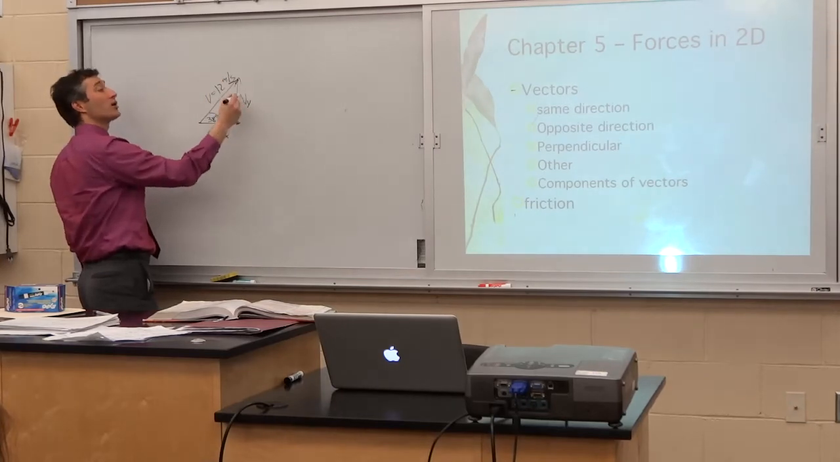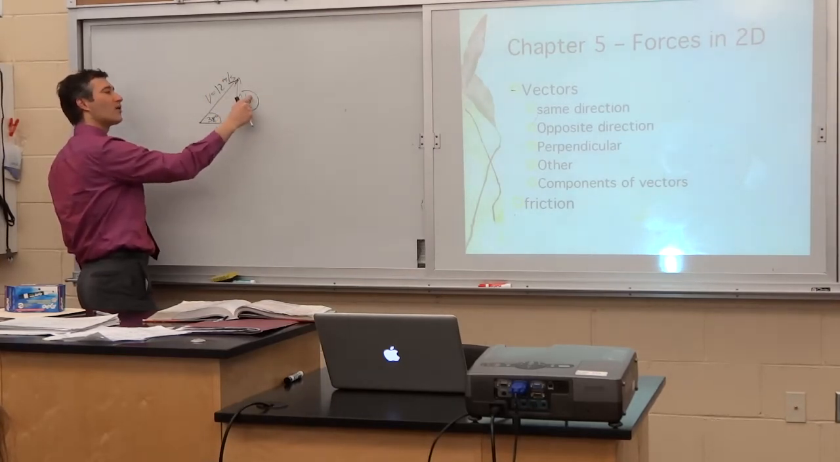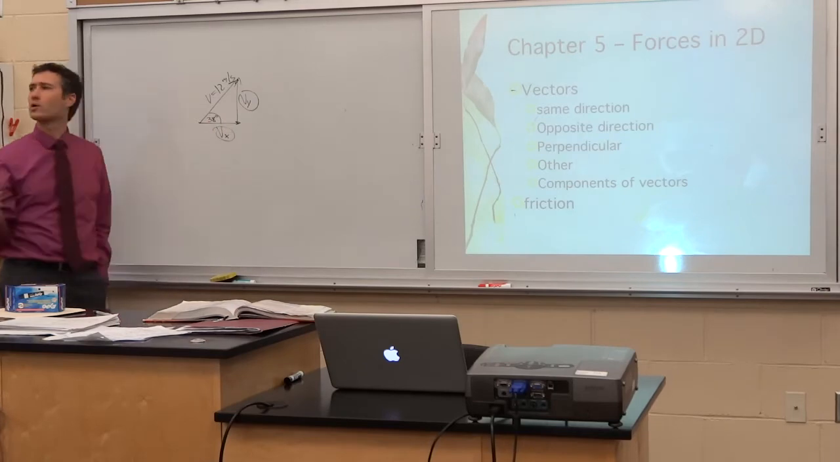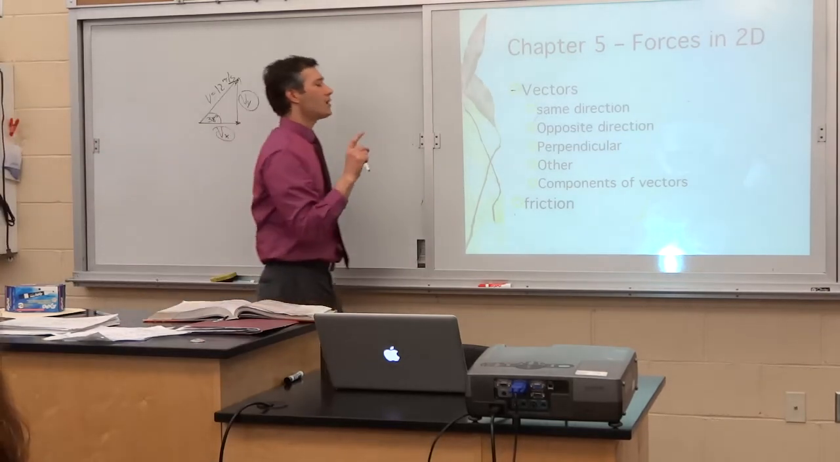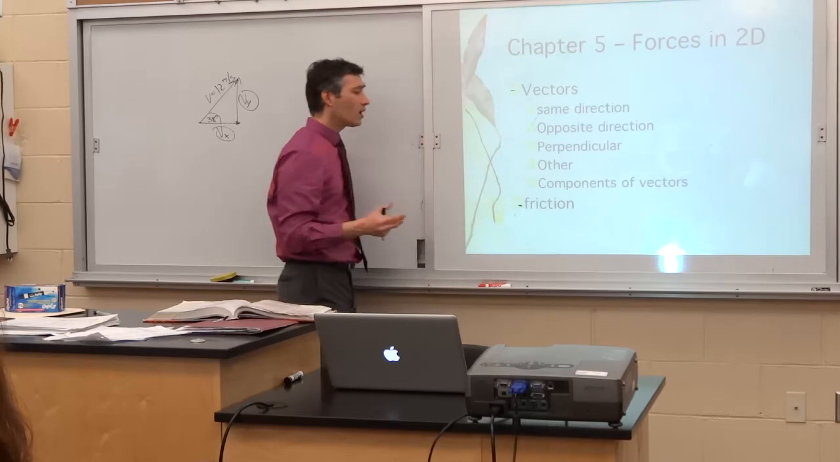So we can just use our trigonometry. We need to use sine to find the vertical part of that and cosine to find the horizontal part. We were fine with that. The only other thing in chapter 5 I think that we did was friction.